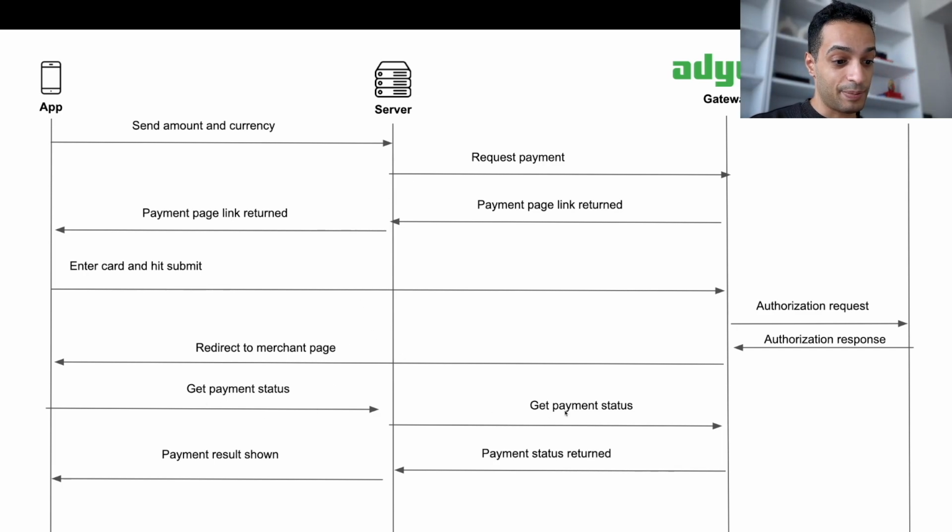So my server is going to send an API request to Adyen's gateway to get the payment status, and it will then send it back to the app, and the app will show it to the user. And that's all. Now let's show you how that is implemented.